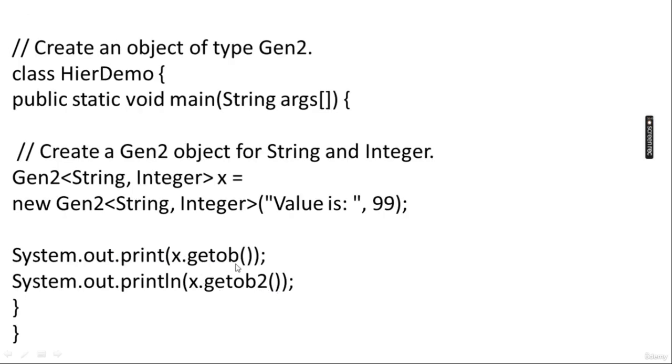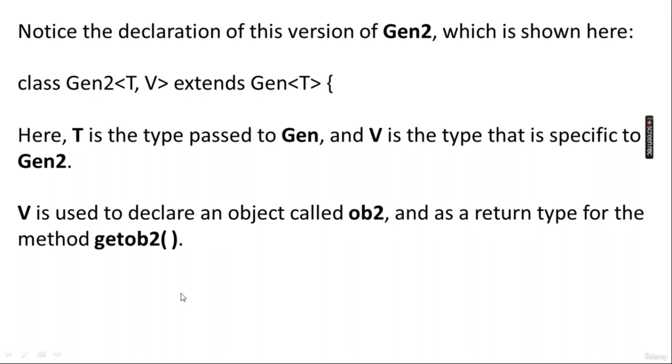So what is the output? "Value is: 99" and then a new line is displayed using this println. Now the declaration of this version of Gen2 which is shown here: Generic2<T, V> extends Generic<T>. T is the type passed to Gen and V is the type that is specific to Generic2. V is used to declare an object called ob2 and as the return type for the method getObject2. T is the type only for the sake of passing to Gen. V is the type specific to Generic2, added by Generic2.